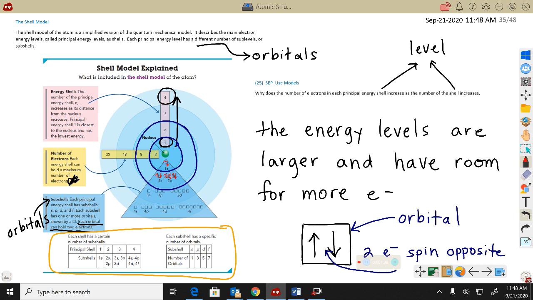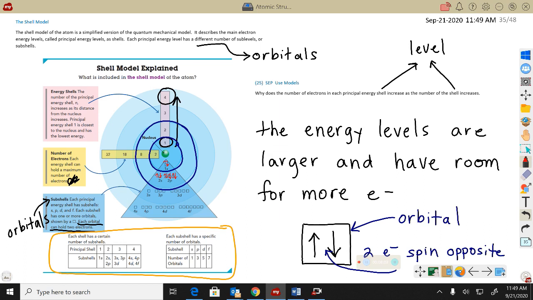Then you'd have the 3 p orbitals. The p orbitals always come in groups of 3. And they can each hold 2 electrons. So in the second energy level, there's 2 electrons coming from the 2s orbital, and there's 6 electrons coming from the 2p orbitals. That adds up to 8. That's why there's 8 electrons in the second energy level. It's because of the available orbitals.